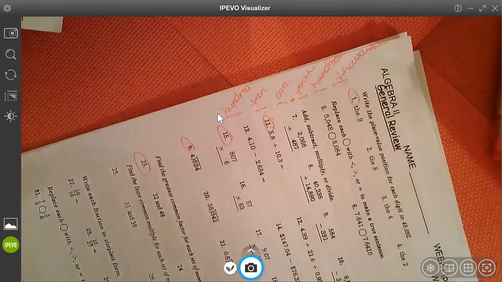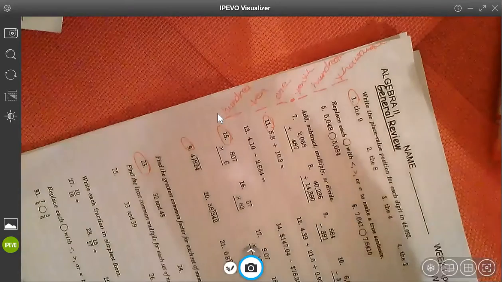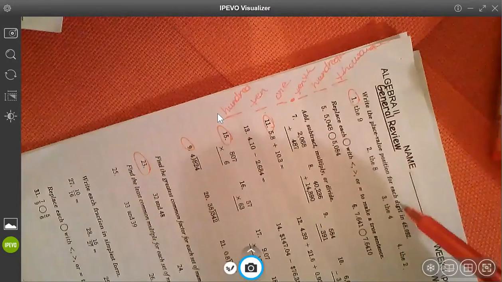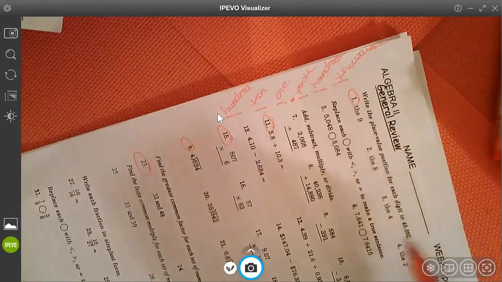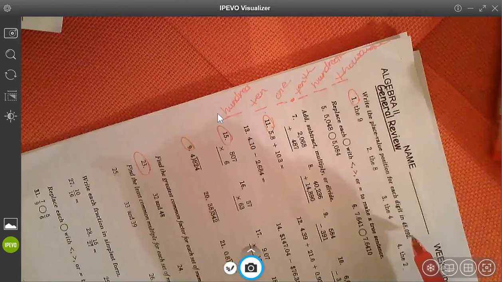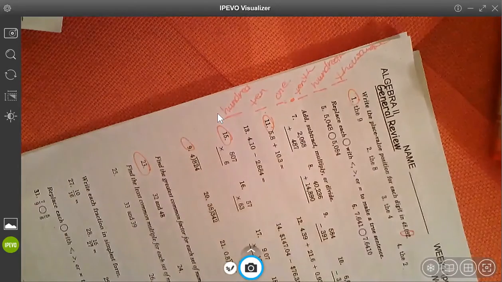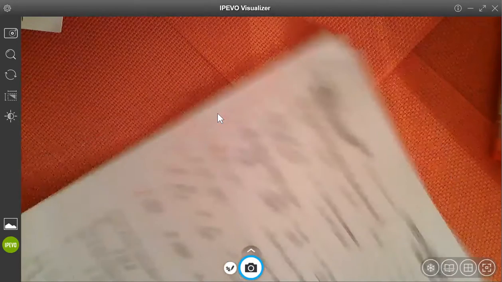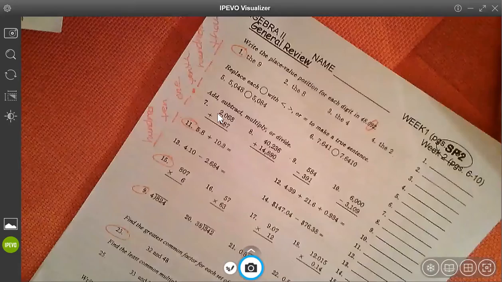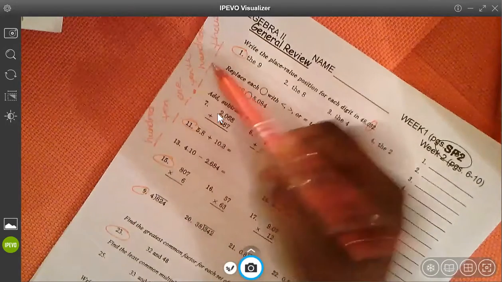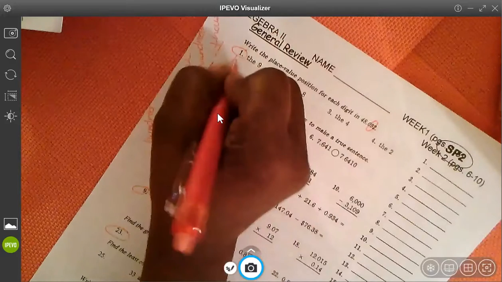So the first question asks us, write the place value position for each digit in 48.92, thousandths. So it's asking where the 9 is. So our 9 is here. With our 9 being the second place after the decimal, so we have tenths and hundredths, the 9 would be in the hundredths place.